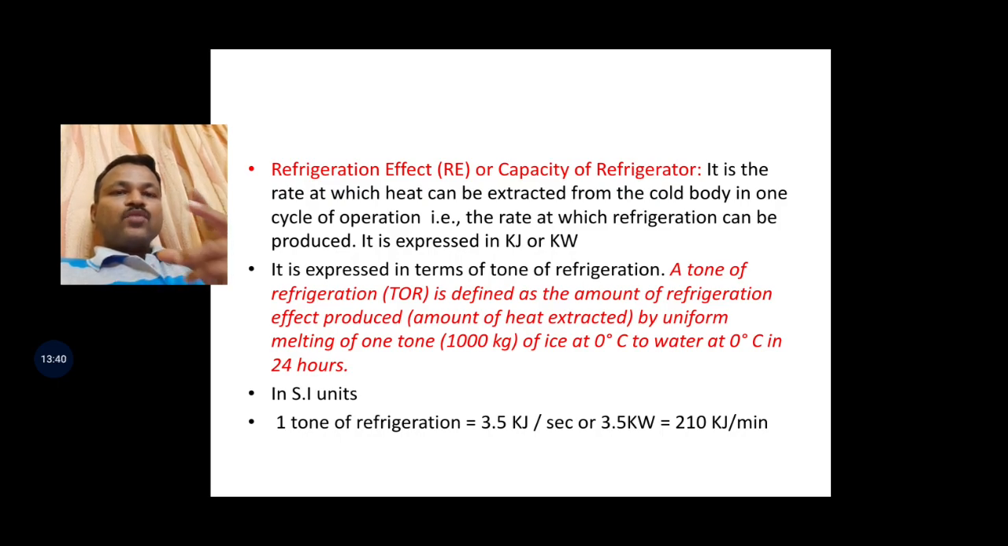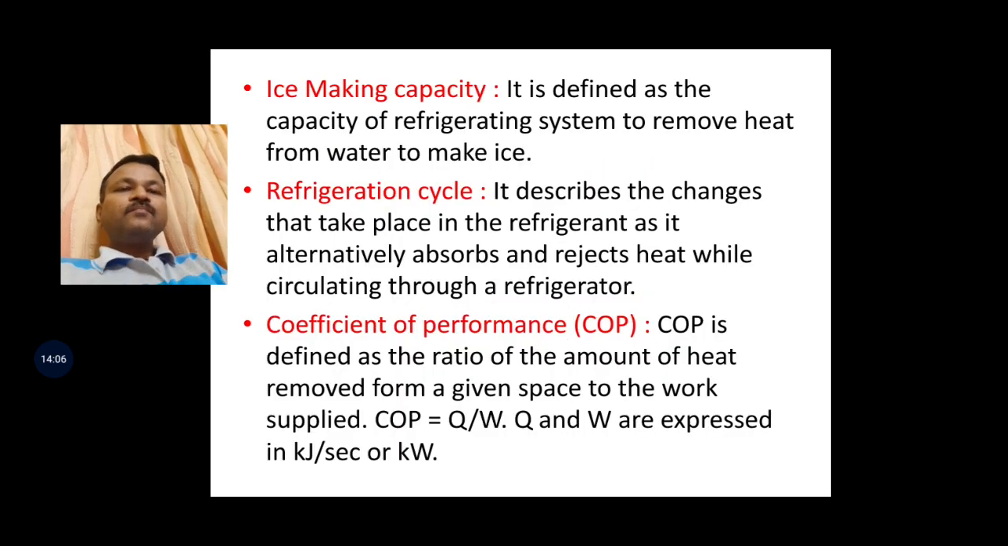So when you melt 1000 kg of ice at 0 degrees Celsius, ice means at 0 degrees Celsius only, in 24 hours, the amount of cooling effect, the refrigeration effect, that you get upon melting is called a ton of refrigeration. In SI units, 1 ton of refrigeration is 3.5 kilojoules per second, or 3.5 kilowatts, or 210 kilojoules per minute.